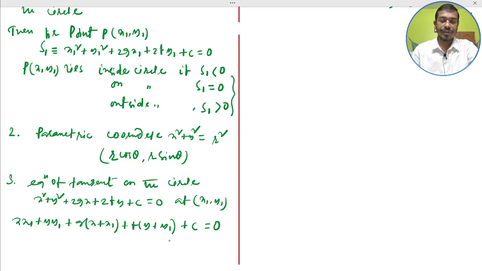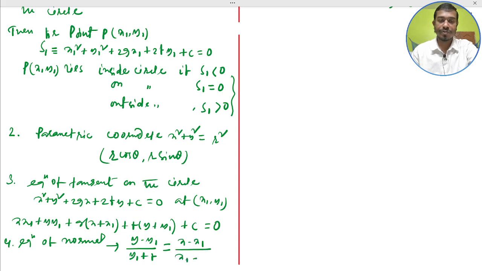Next, the equation of normal. Equation of normal on the circle at the point (x1, y1) would become (y minus y1) divided by (y1 plus f) equal to (x minus x1) divided by (x1 plus g). This is the equation of normal on the circle at the point (x1, y1). Next, number 5, equation of tangent and normal.